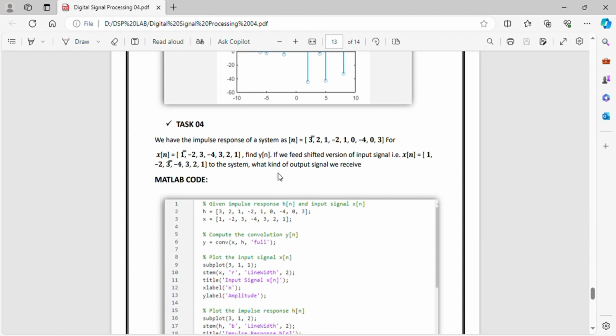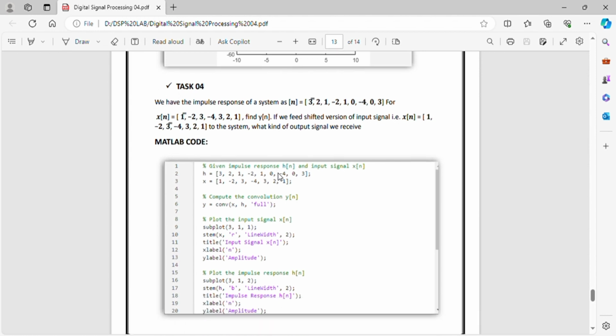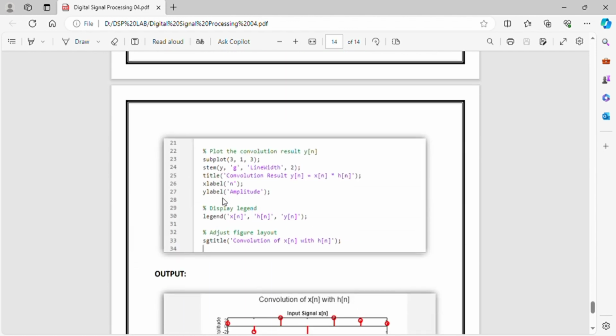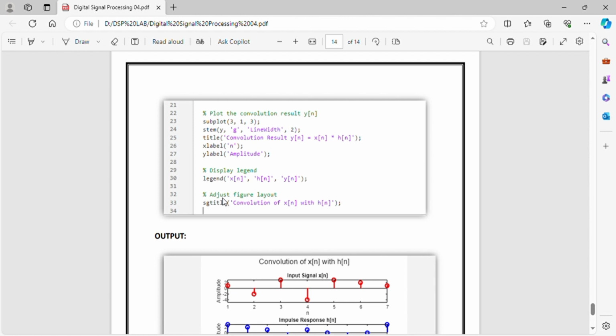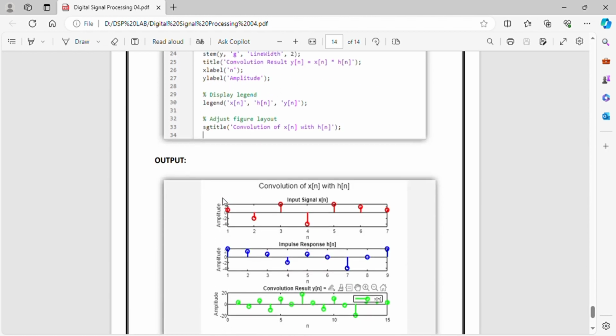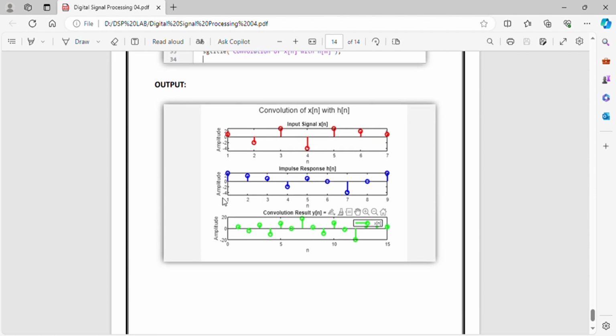Compute the convolution y[n], plot the signal x[n] with subplot and stem, and give them a title, label, x-axis, and y-axis, and plot the impulse response h[n] with subplot and stem, with title and label. Then plot the convolution y[n], display the legend, and adjust the figure layout, and the three resulting plots are shown: the input signal x[n], the impulse response h[n], and the convolution signal y[n].